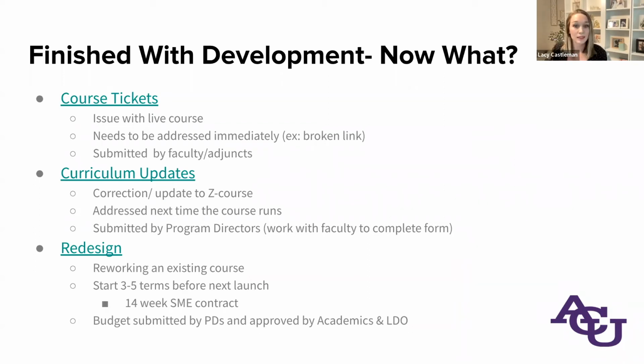And then finally, the redesign process. This is where you will be reworking an entire course. The level of work can vary. It can be a phase 2, which is where about 50% of the course or less is being redesigned, or a phase 3, which is where the full, entire course is being redesigned.